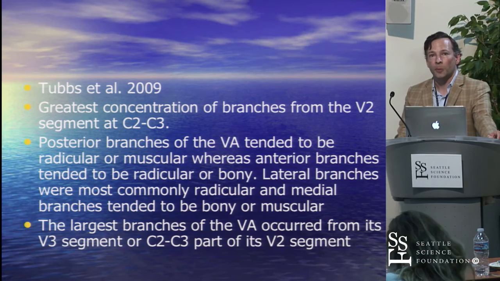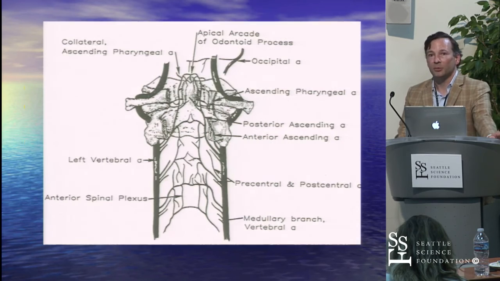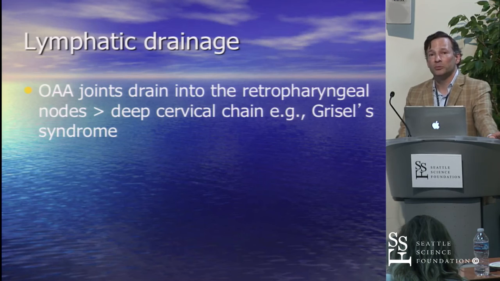A study we performed showed the greatest concentration of branches of the V2 segment in this region go out to your C2 and C3 parts of the spinal cord. Largest branches of the vertebral artery occur from this segment in general. For the bone, remember that this vertebral artery venous plexus coupled with these ascending pharyngeal branches supply a nice odontoid arcade that surrounds and bathes the bone of the craniocervical junction.